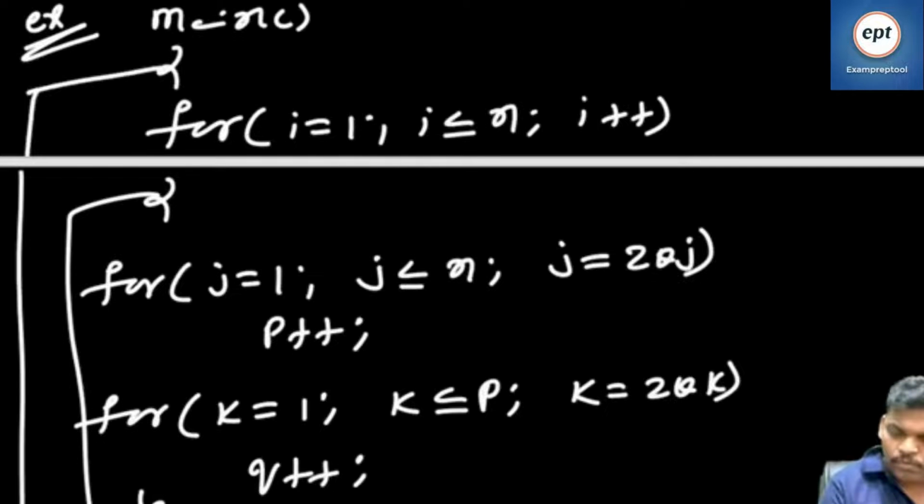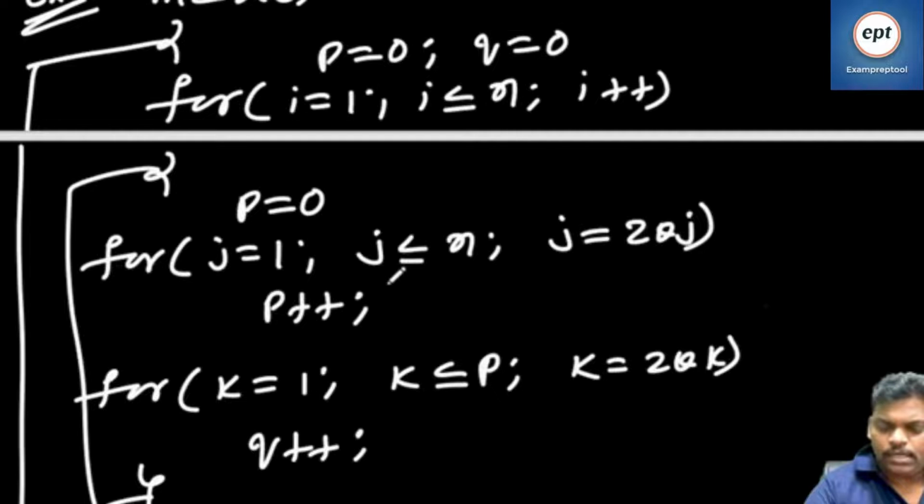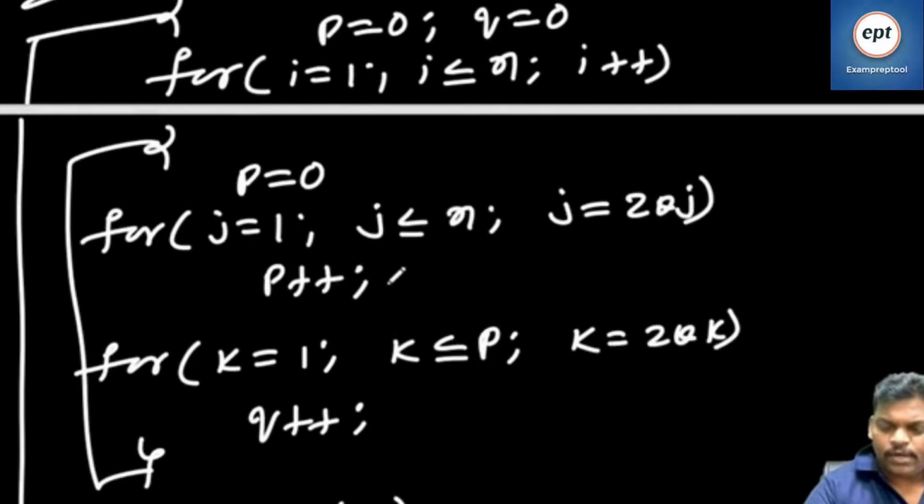So initially p is equal to 0, q is equal to 0. Yeah, this is the given problem. Try to give the answer. What is the time complexity of this problem?